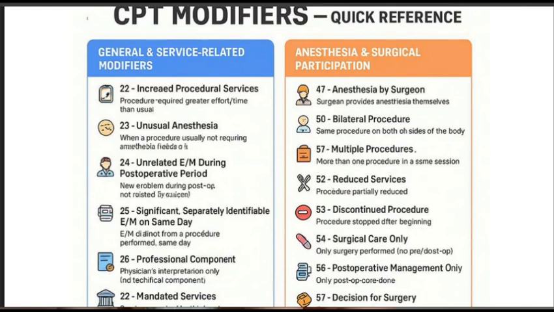Next is 24, unrelated E/M during the post-operative period. It means the surgery is done and the patient is in the post-operative period, and now the patient is coming for another problem. In that case the provider has done an E/M service, so we have to use the 24 modifier to report the unrelated E/M service during the post-operative period.